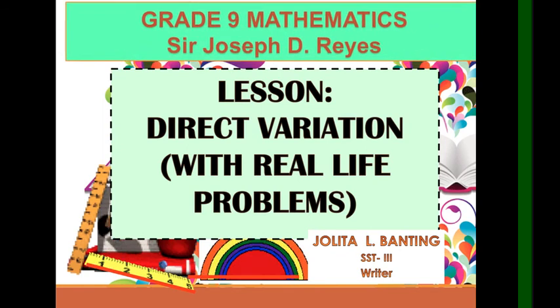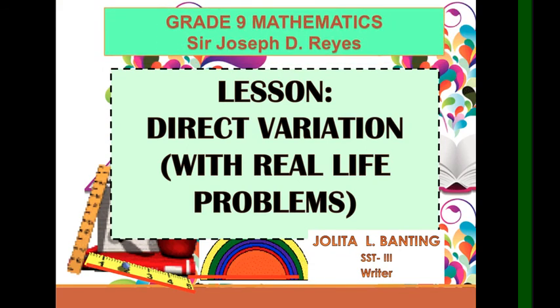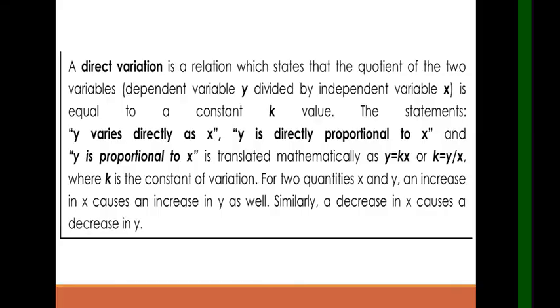Thanks, and now let's proceed to our main topic for today, which is all about direct variation. So when we are talking about direct variation, ano nga ba ito? It is a relation which states the quotient of the two variables, or the ratio of the two variables, dependent variable y divided by independent variable x, is equal to the constant k value. The statement says that y varies directly as x. Pag meron kang nakitang varies directly, that is a direct variation. Or y is directly proportional to x, and that is translated mathematically as y equals kx, or k is equal to y over x.